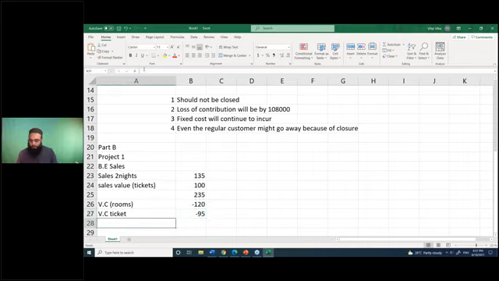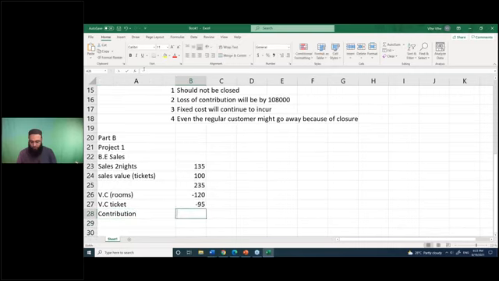Now you can work out the contribution. So let's see, the contribution is how much? Let's apply the sum formula. Open the bracket: 235 minus 120 minus 95 is 20. That is the contribution you are getting per pair who is coming for this deal.